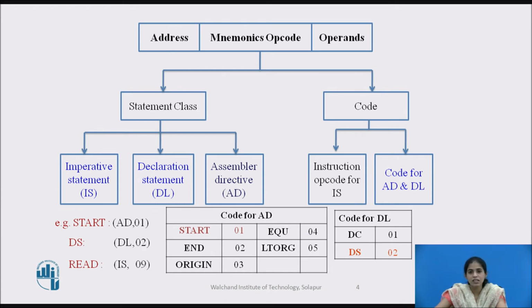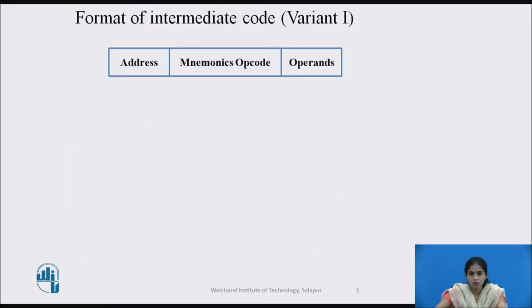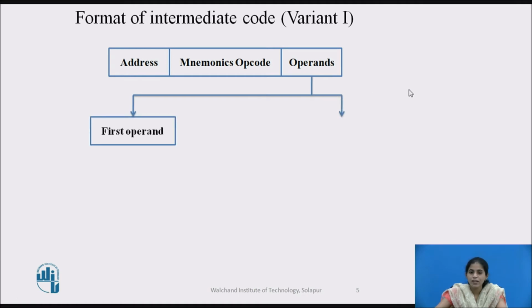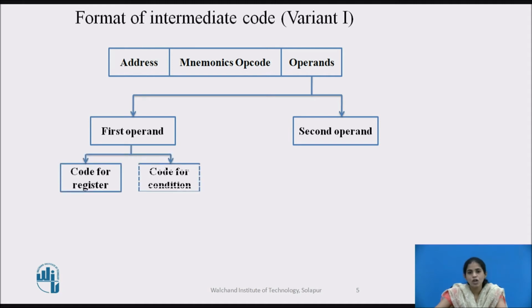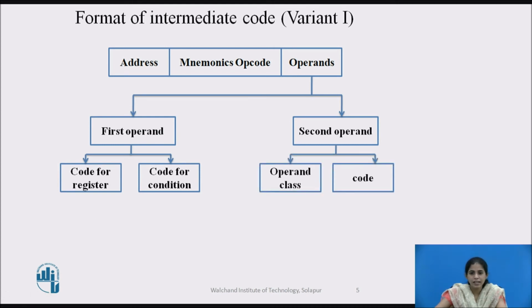Now next we see the operands. These differ in variant 1 and variant 2 also. So we see the format of intermediate code in variant 1. So the syntax is what? Address, mnemonic subcode and operand. So here it differs in the operand field. The operand field is divided into two parts, first operand and second operand. The first operand is again divided into two, code for the register and code for the condition. And the second operand is again divided into two, operand class and code.